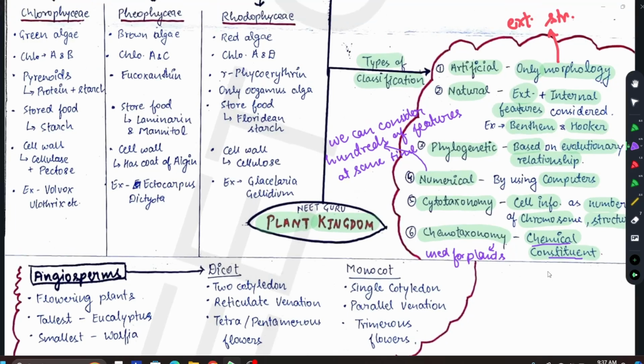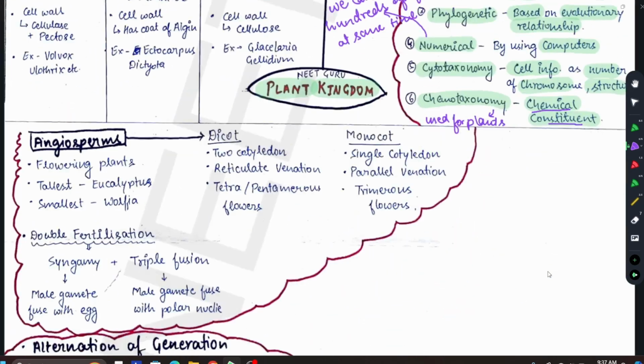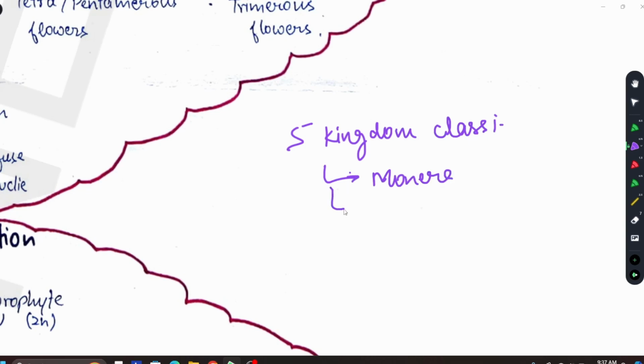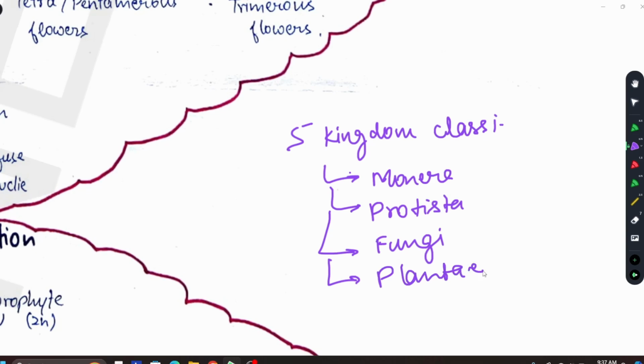Now coming to plant kingdom, we are studying more basically the classification given by R.H. Whittaker, which is called the five kingdom system of classification. In five kingdom classification there are five kingdoms, which are Monera, Protista, which was studied in the last chapter, fungi, Plantae and Animalia.